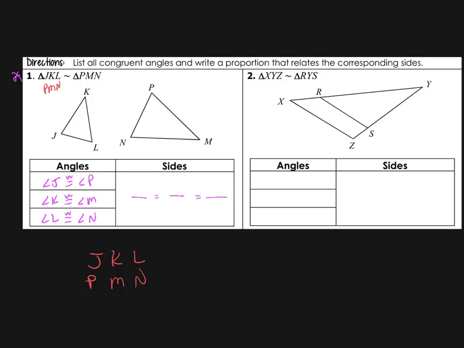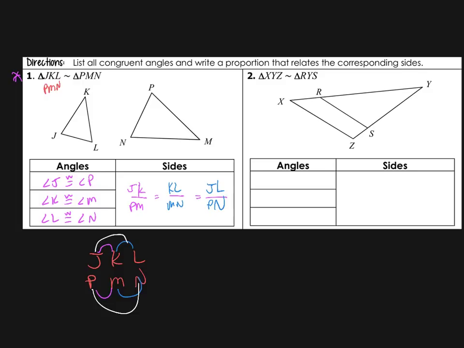I'm just going to start with my first triangle and say, okay, this is JK. And who does JK line up with? PM. Then I'm going to move over to KL. KL matches up with MN. And then for the last one, we're going to have JL and PM. White's not going to work on a white background, so I'm going to jump back to JL is the same as, or in proportion to, PN.